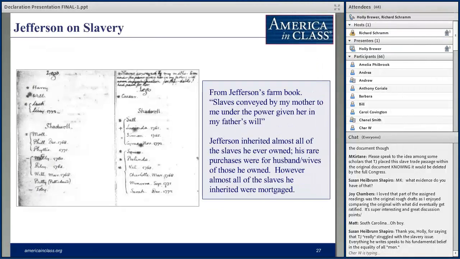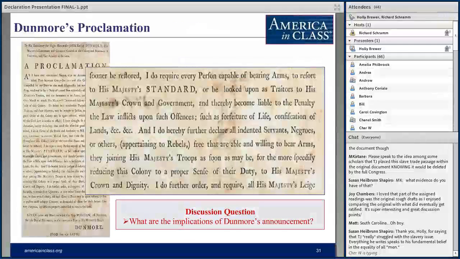Where did Lord Dunmore's proclamation go? Keep going. It's coming up. Sorry, I got moved from where I had it.